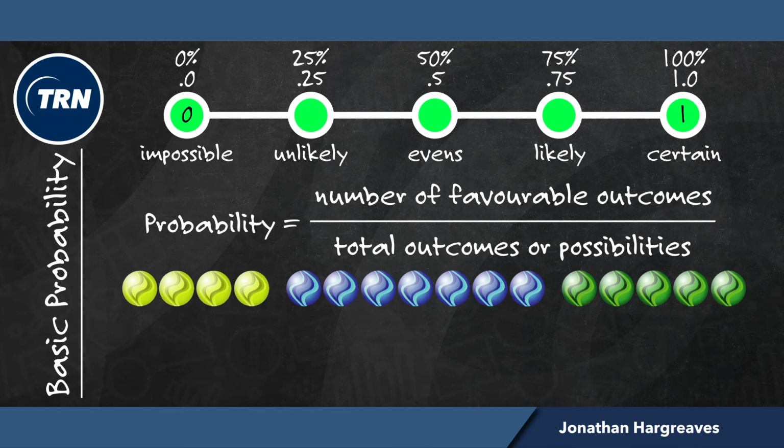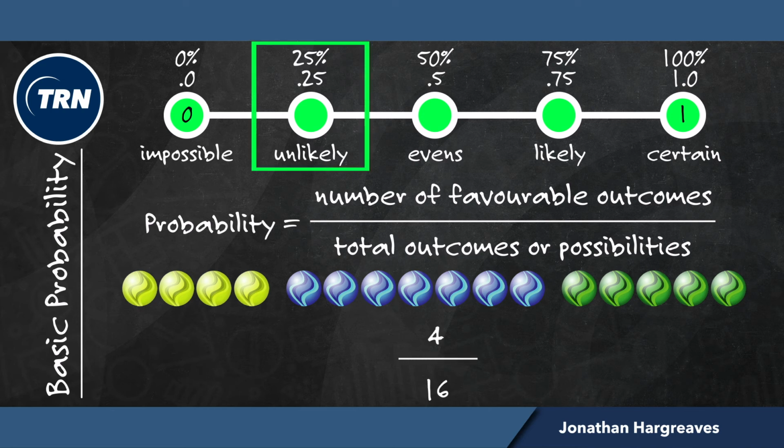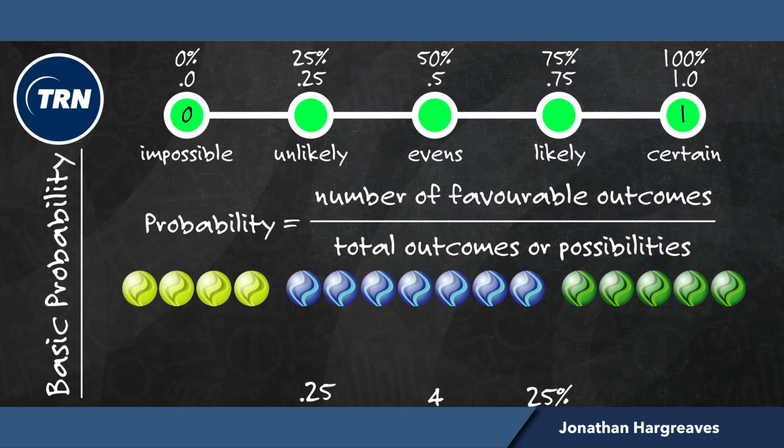Using our equation. So for yellow, the total number of favourable outcomes is 4. We have 4 yellow marbles. The total number of outcomes, possibilities, are 16. We have 16 marbles. So we show probability of choosing a yellow marble as 4 over 16, or 0.25 as a fraction, or 25%.